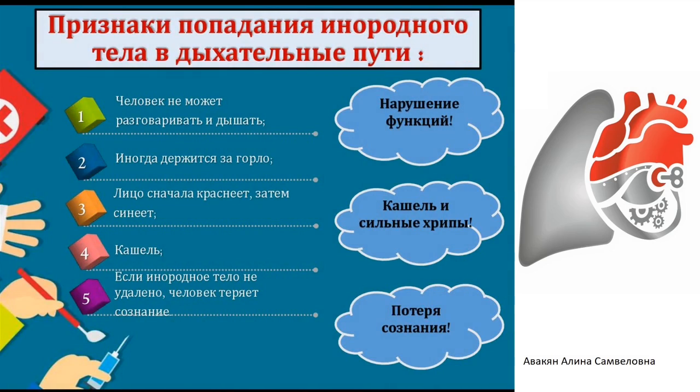Signs of a foreign body entering the respiratory tract. A person cannot speak or breathe. Sometimes the victim holds onto the throat. The face first turns red, then blue. Cyanosis appears. If the foreign body is not removed, the person loses consciousness.